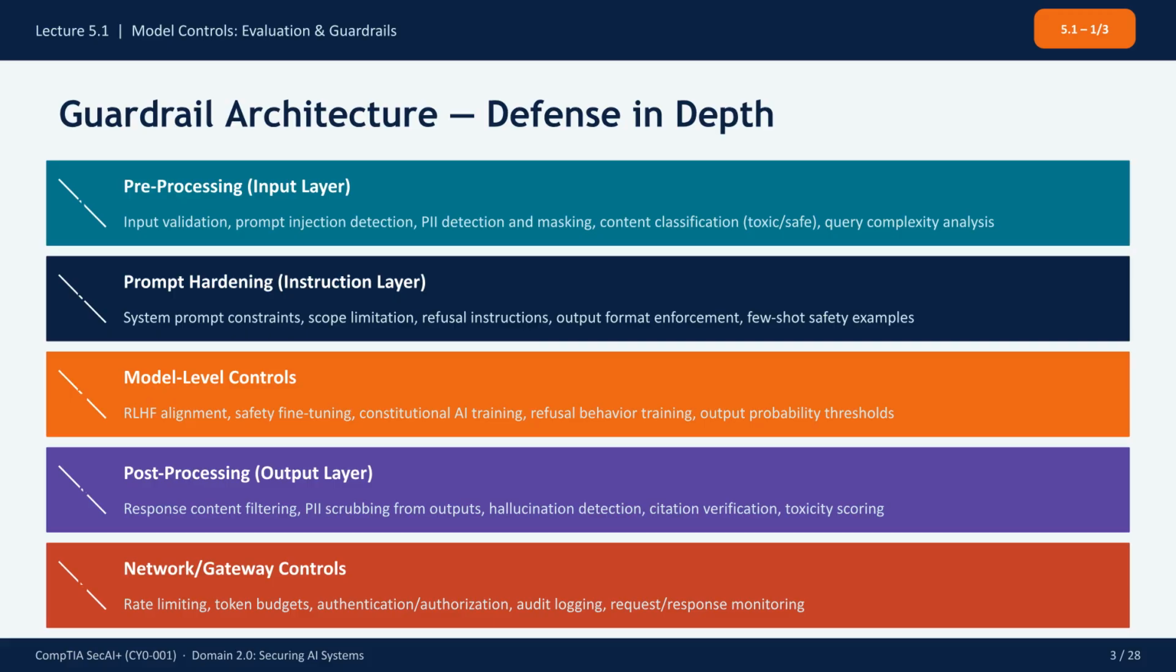And Layer 5 is network and gateway controls: rate limiting, token budgets, authentication, and monitoring. Every control we discuss in this section and beyond maps to one of these 5 layers. Master this framework, and you will be able to answer any Domain 2 question on the exam.